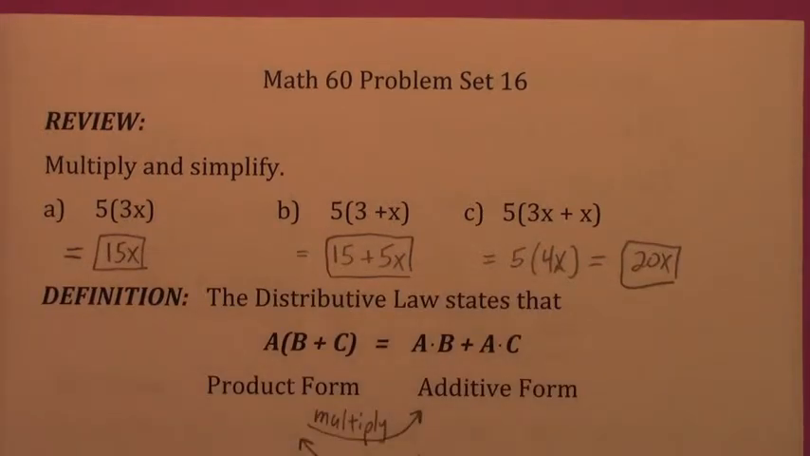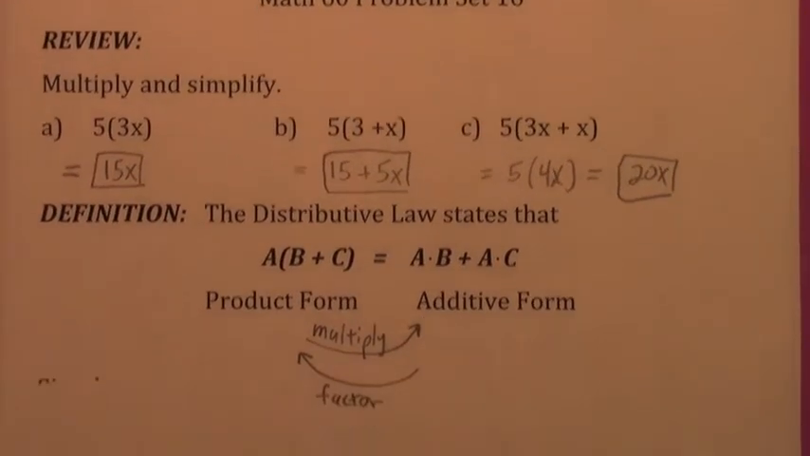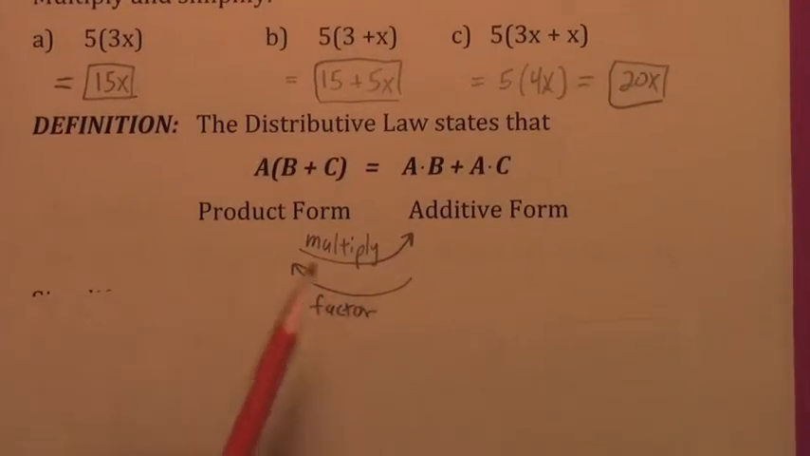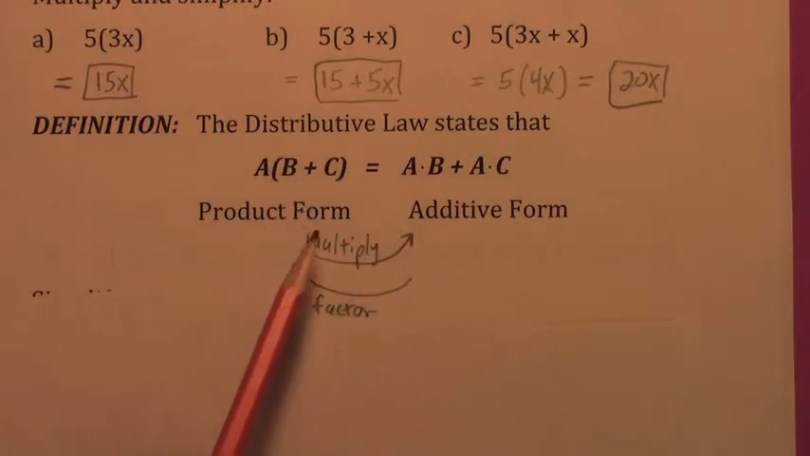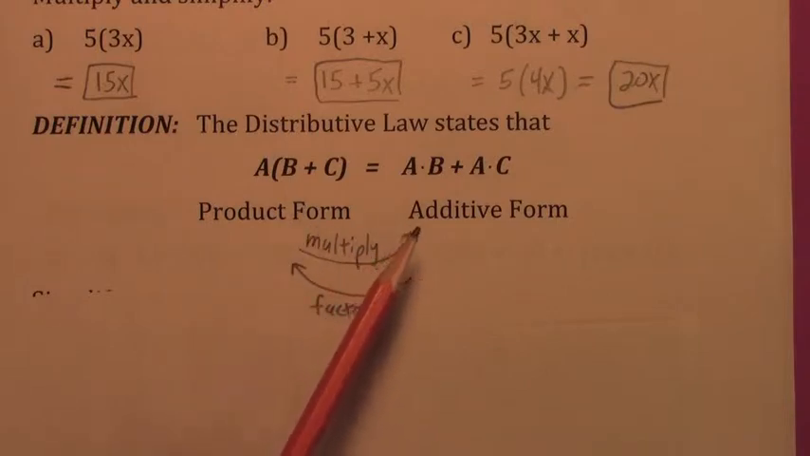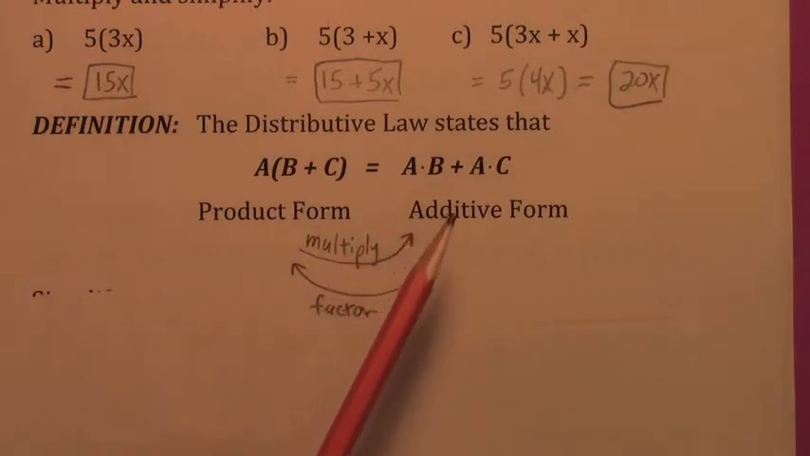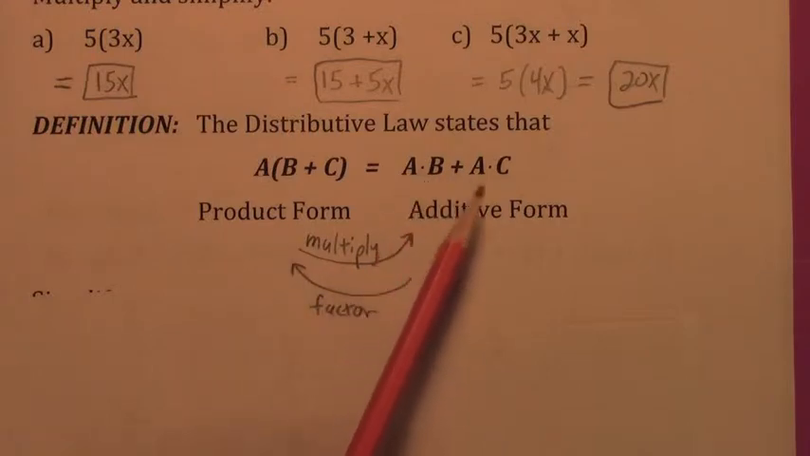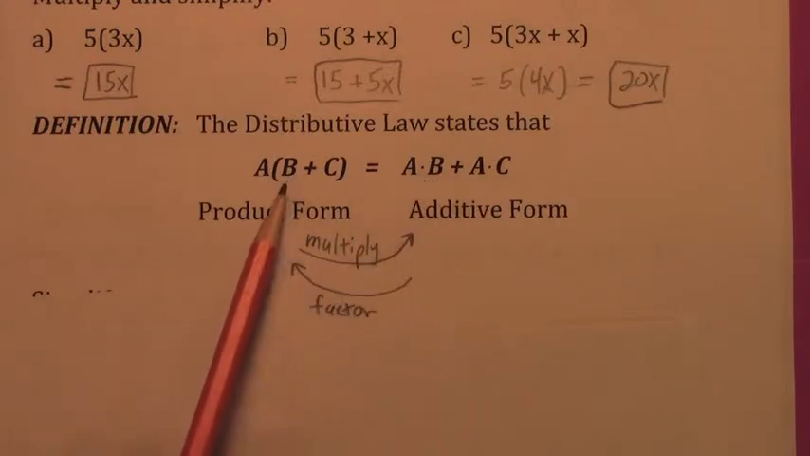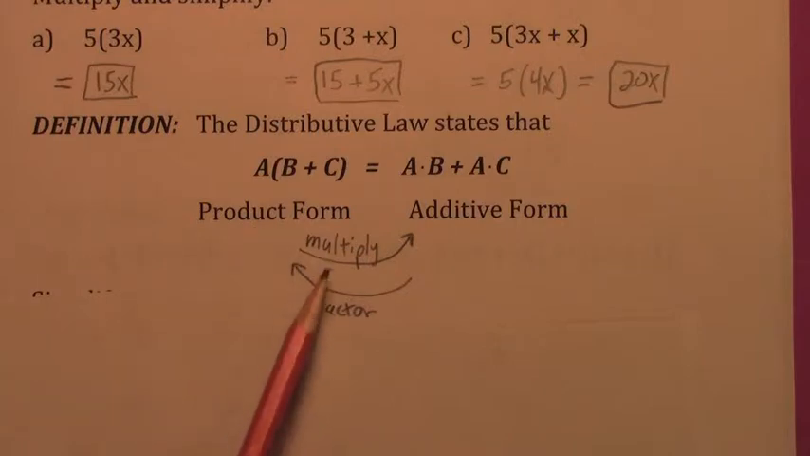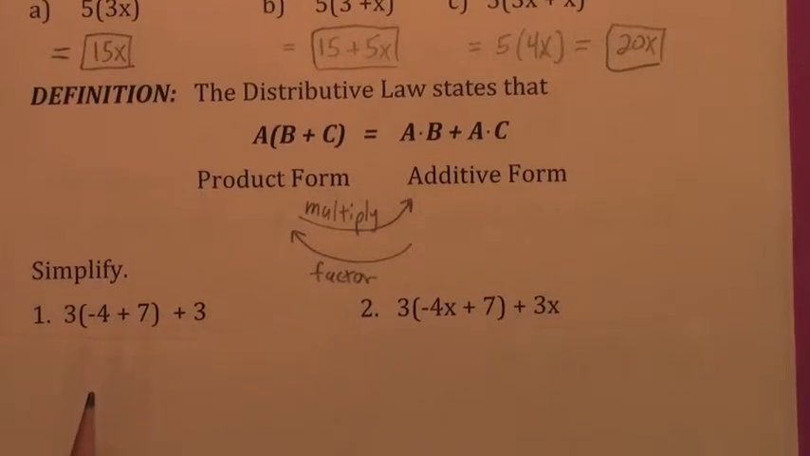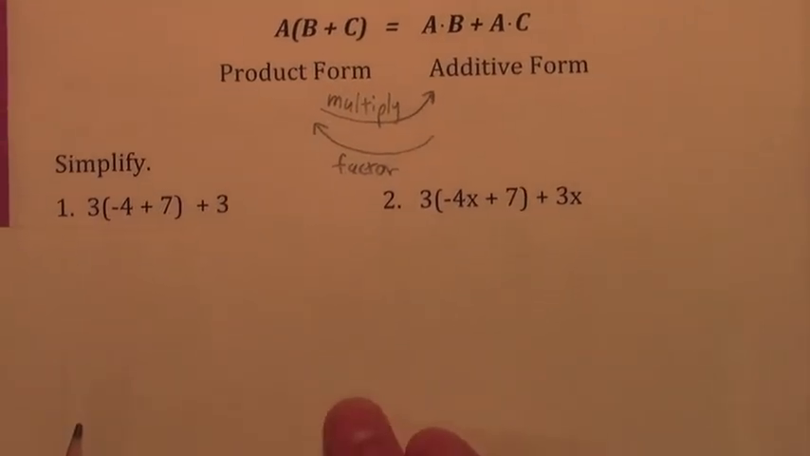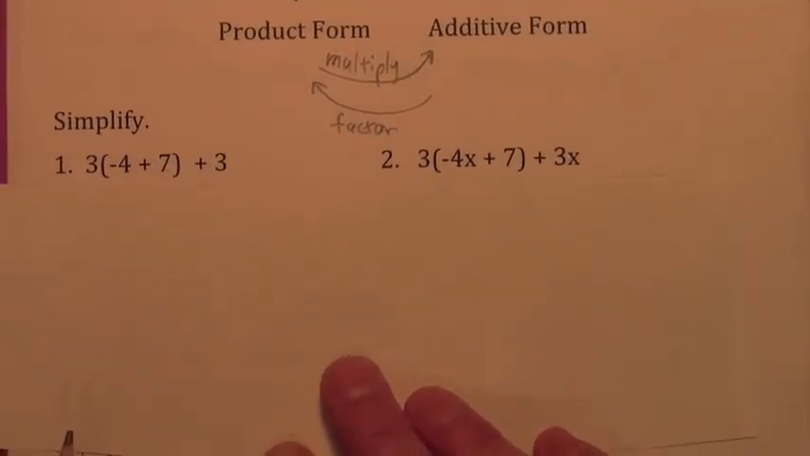Alright, so what we've been looking at here is that the distributive law is really two different rules, isn't it? If you go from product form to additive form, that's called to multiply, and that's useful when you want to multiply an expression out. And what we've been looking at recently is going the other way too. When you have something written in additive form and you want to write it as a product, by definition, that's factoring. So it's really two different rules depending on which way you want to look at it. In this particular problem set, we're going to focus mainly on using the distributive law to multiply to help us simplify expressions.